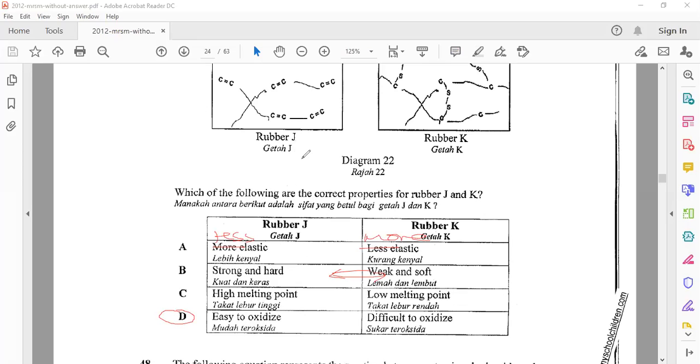Rubber J, which is unvulcanized rubber, is easily oxidized. What is the reason? It is because of the presence of the carbon-carbon double bond. You know that when there is a carbon-carbon double bond, addition reaction can occur. So with that, oxidation can occur as well. Okay, now we continue on to the next part. We are now going to question 48.